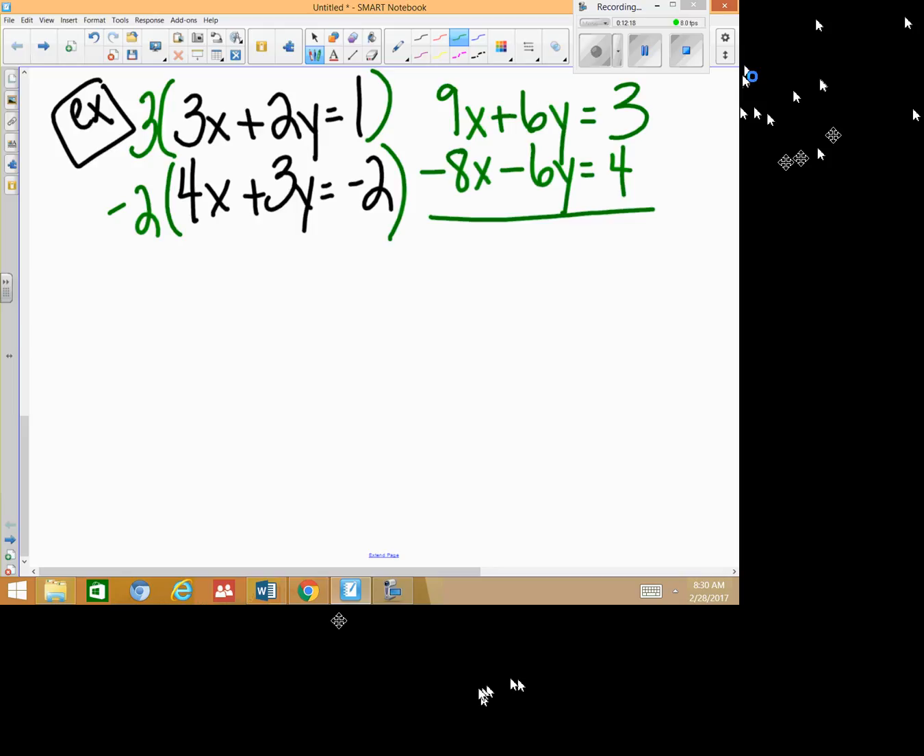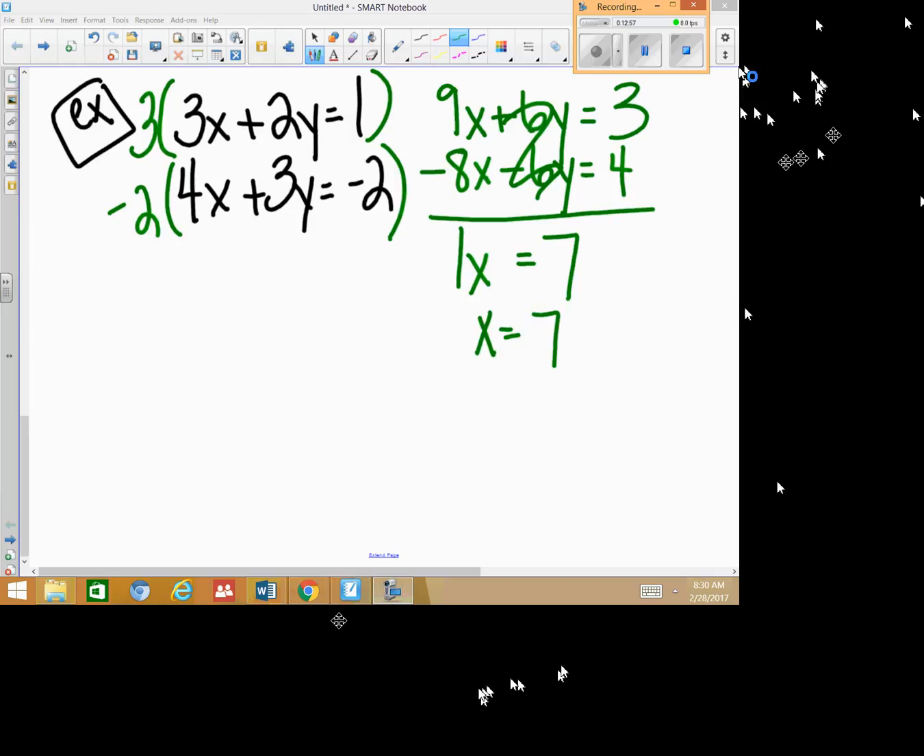9x minus 8x, what's that? 1x. Those cancel, equals, oops, I almost put 12, should be 7. You added those. I did. So now what? Divide by 1 on each side. You could. So x equals 7. 1x and x are the same thing, so x equals 7.